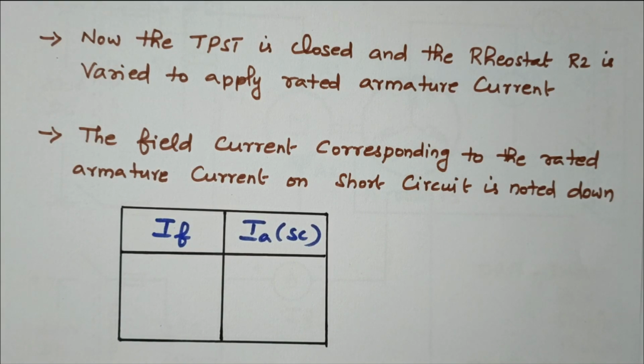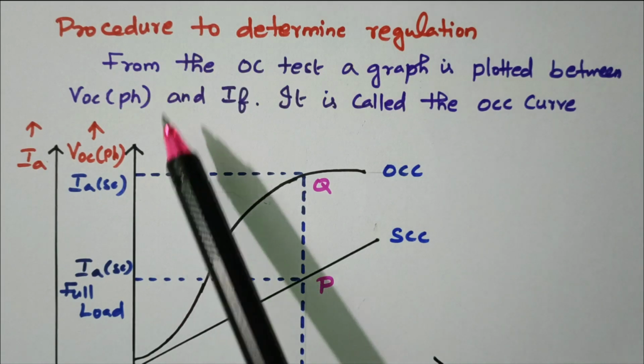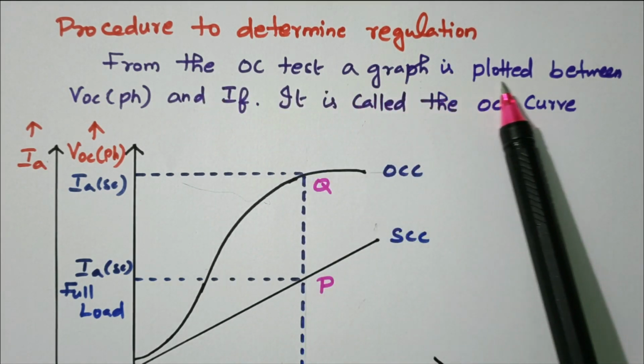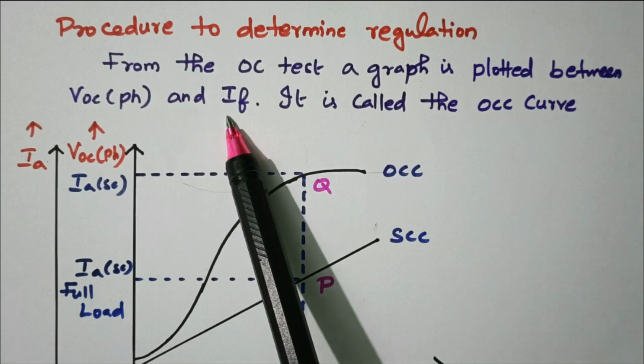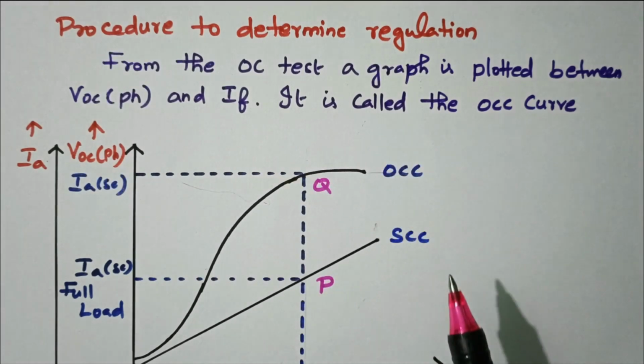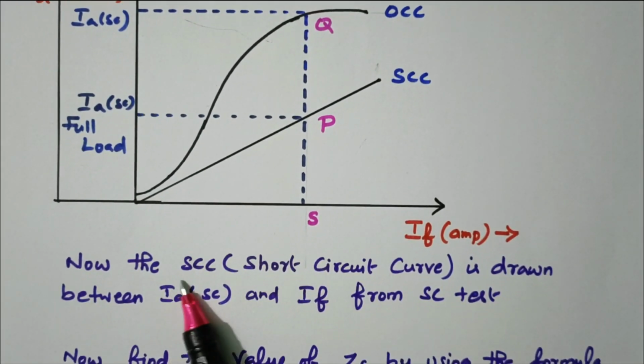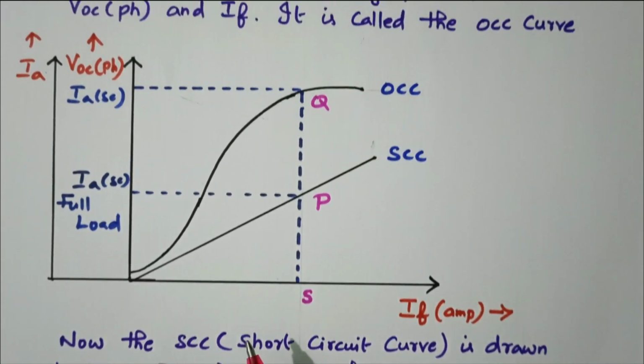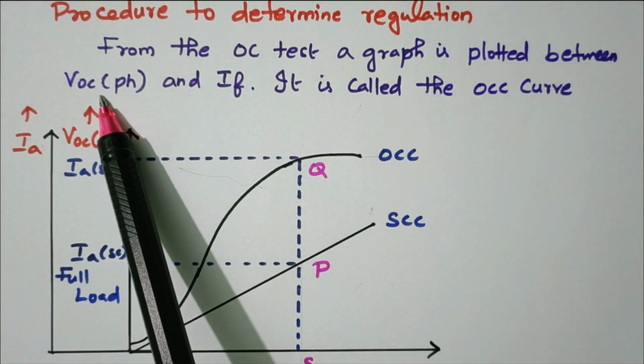Now we'll see the procedure to find the regulation. From these two, the open circuit and short circuit tests, our aim is to find the voltage regulation. So now see the procedure to determine the voltage regulation. From the OC test, a graph is plotted between VOC and IF, which is called the OCC curve. Similarly, from the short circuit test, a graph is drawn between IASC and IF. So in both the OCC and SCC, IF is available. IF versus IA is the short circuit test. IF versus VOC is the open circuit test.